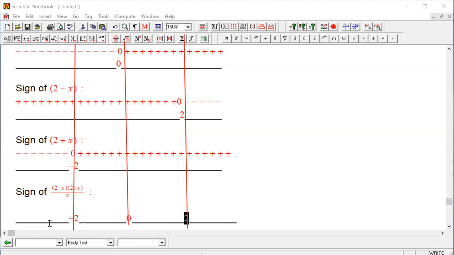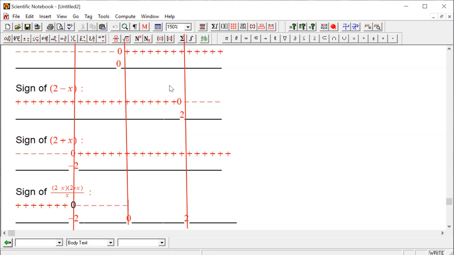Okay, if we pick a number less than -2, what are we dealing with? We have a negative times positive times negative, right? 2 negative, 1 positive. So this piece is going to be what? It's going to be positive. At -2, numerator is 0, right? So that's 0. Number between -2 and 0, we have positive times negative. That's going to be negative, right? 1 negative sign, 2 positive sign.